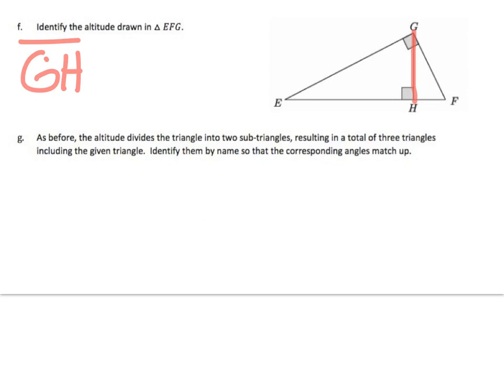Alright, so as before, the altitude divides the triangle into two subtriangles, resulting in a total of 3 triangles, including the given triangle. Identify them by name so that the corresponding angles match up. Okay, this time let's go ahead and go hypotenuse, short side, long side, just to show you we don't have to do everything the same way. So EF is the hypotenuse, and up to the short side and back to the long side. Okay, now let's do the medium-sized triangle. Let's see, the hypotenuse. Sometimes it's hard to see, so I'm doing this one now. Yep, there's the hypotenuse. So EG, H, E.